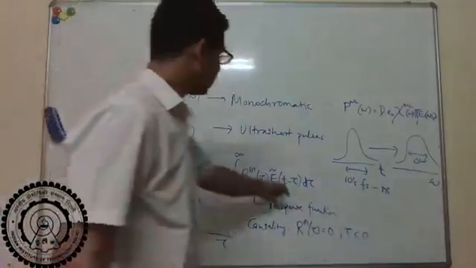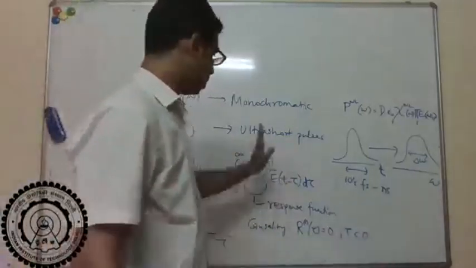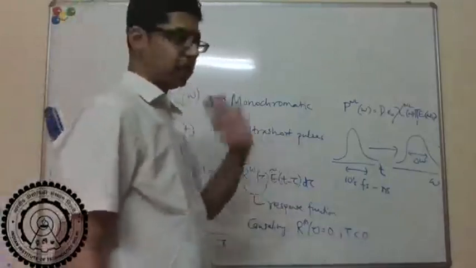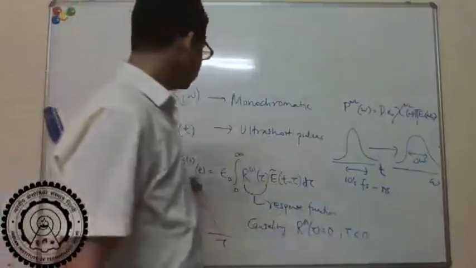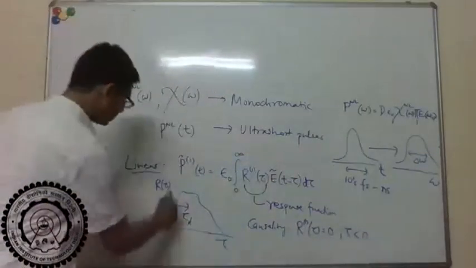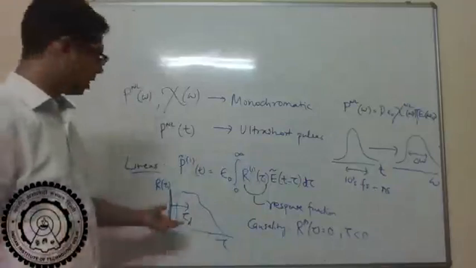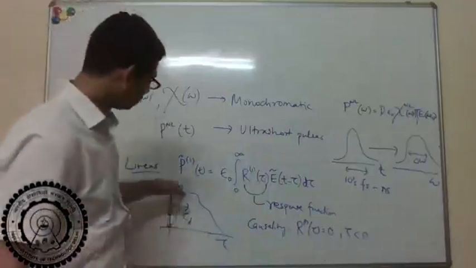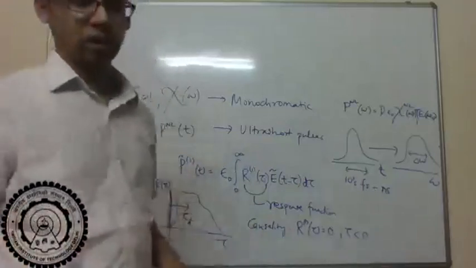You can see, for example, if I apply a delta function electric field, an impulse, then the polarization induced is basically the response function. So if I apply an impulse electric field and see how the material responds, the polarization induced will follow this waveform.